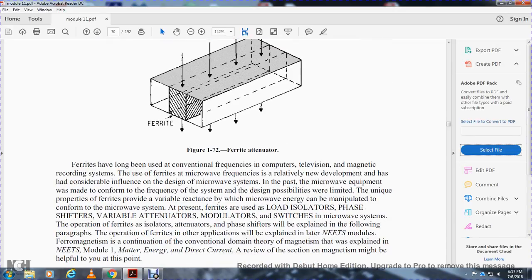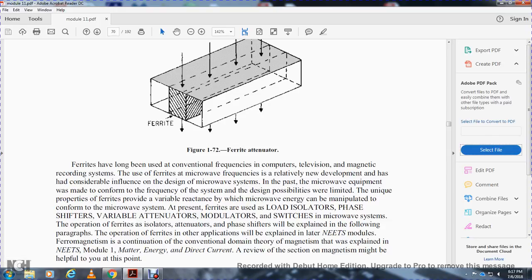Ferrites have long been used at conventional frequencies in computers, television, and magnetic recording devices. Ferrites at microwave frequency are a relatively new development, with considerable influence on the design of microwave systems. Previously, the design of microwave equipment was confined to the frequency of the system, so design possibilities were limited. The unique properties of the ferrite allow the microwave energy to be manipulated to conform to the microwave system. At present, ferrites are used in load isolators, phase shifters, variable attenuators, and modulator switches in microwave systems.